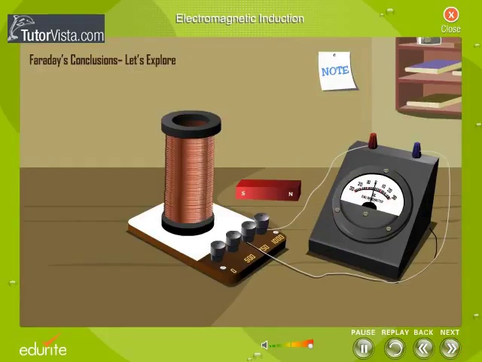Let's now look into some of the experiments performed by Michael Faraday. Faraday arrived at a few conclusions by moving a bar magnet in and out of the coil of wire. Displayed here is a circular insulated wire with many turns connected to a galvanometer.